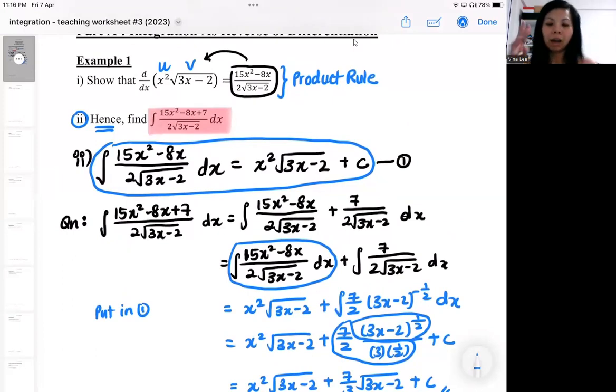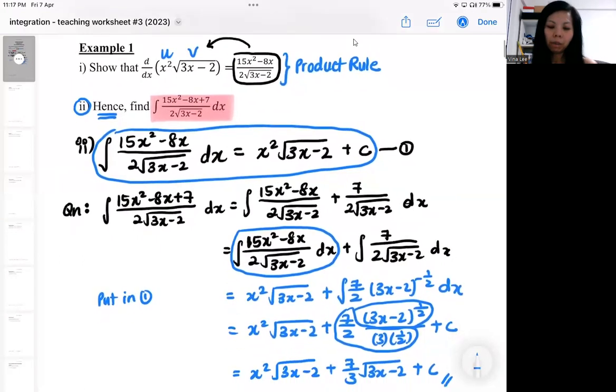Some students can't reverse that well at the start, so they keep having a mind block. They will forget that they can actually undifferentiate. Integration is like undifferentiating. You undo the differentiation. Okay, so that is one example.